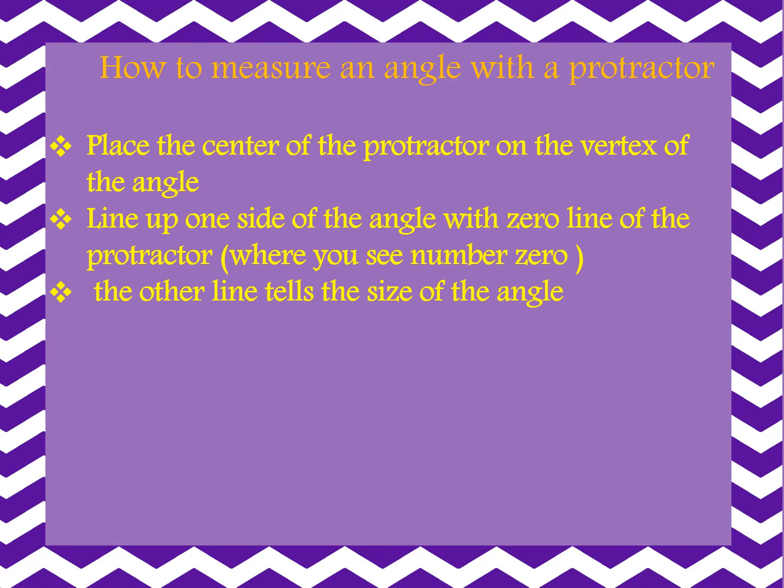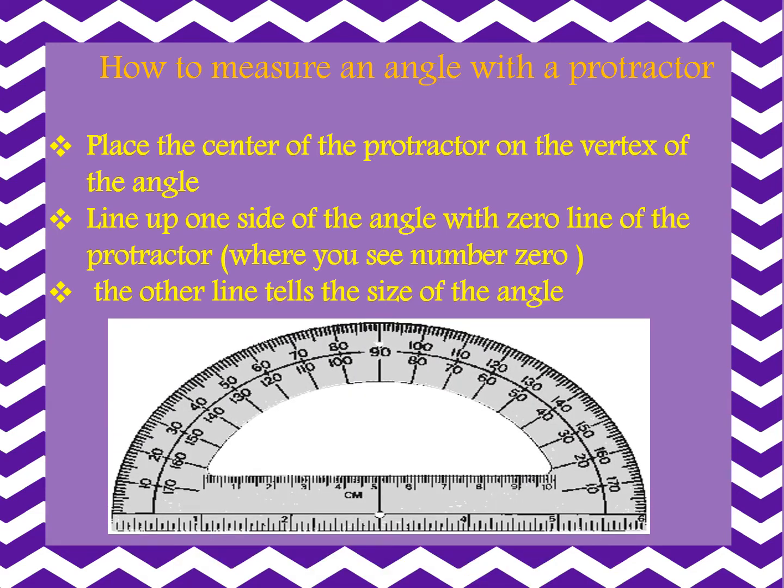Firstly, place the center of the protractor on the vertex of the angle. Of course, you know the vertex from before, which is the corner of the angle. So if I want to use the protractor to measure the angle, I have to follow these instructions. Firstly, place the center of the protractor on the vertex of the angle. The second one, line up one side of the angle with the zero line of the protractor, where you see the number 0. Then the third one, the other line tells me the size of the angle.